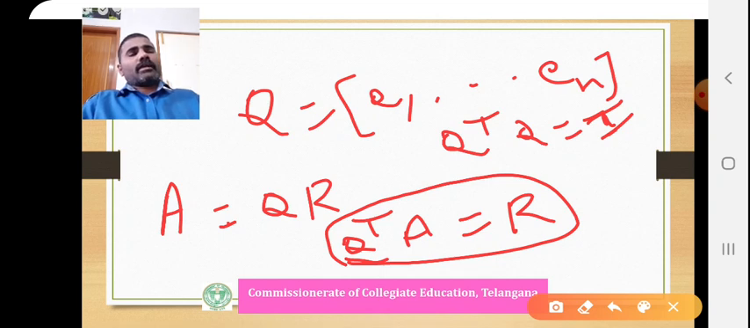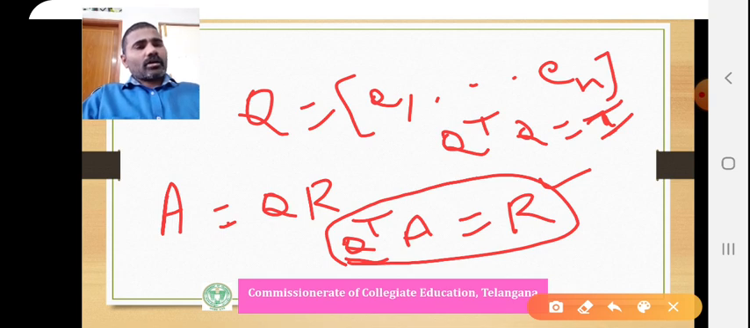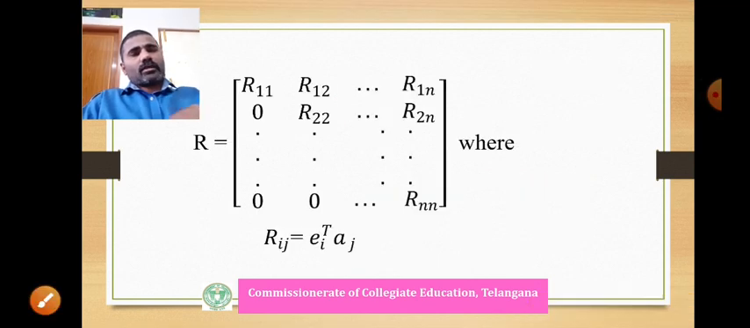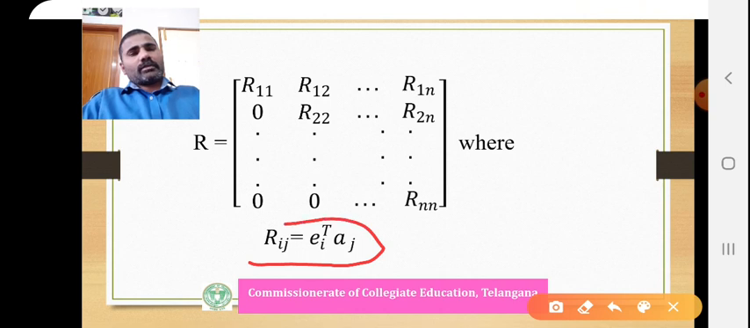Irrespective of the formula Ei transpose into Aj, we can also construct R from A equals QR. After getting Q, we can construct R by taking Q transpose A equals R. Using this formula also, we can calculate the upper triangular matrix R. Otherwise, we can use the other formula: the entry in the place of Rij is given by Ei transpose into Aj. Any one formula we can apply.